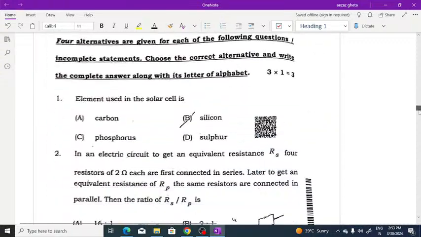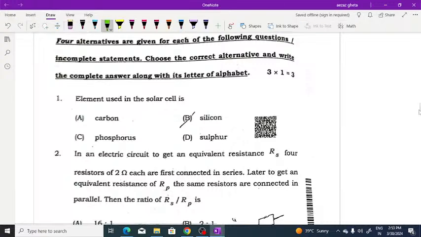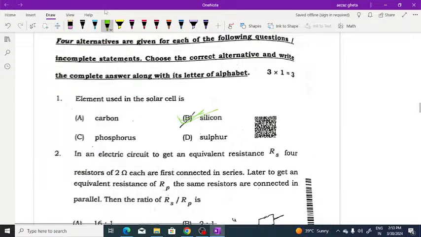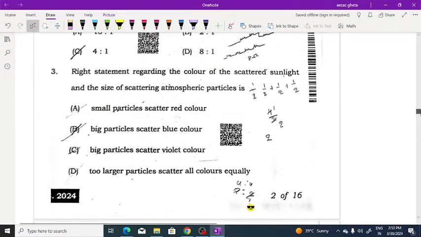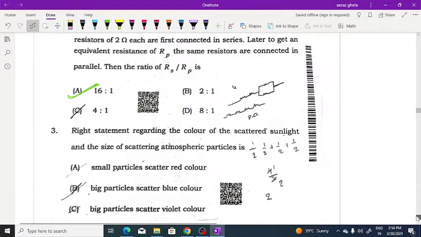Let us see this. The first answer, as you all know, is silicon, correct? What second answer did we get? The second answer we got is 16:1. Now we'll see the third answer.